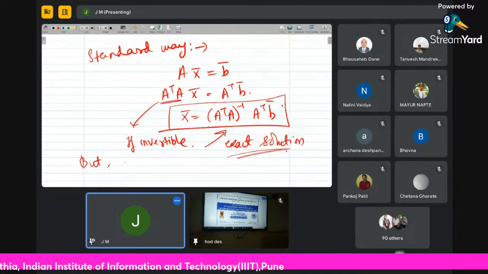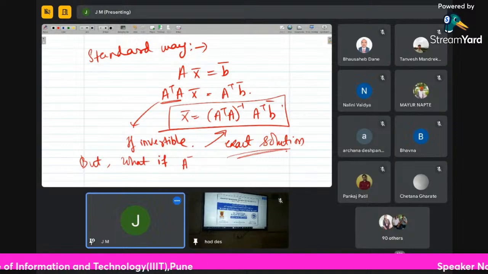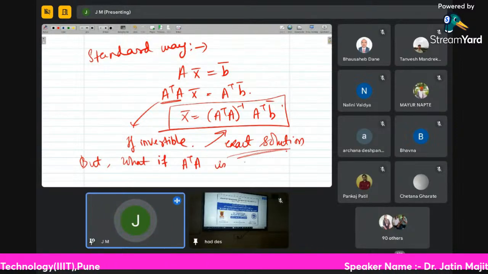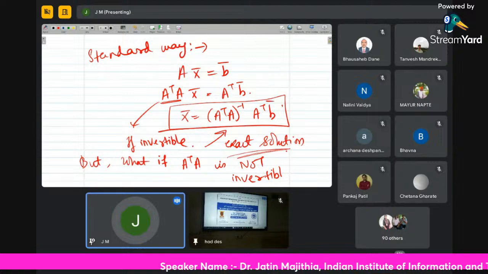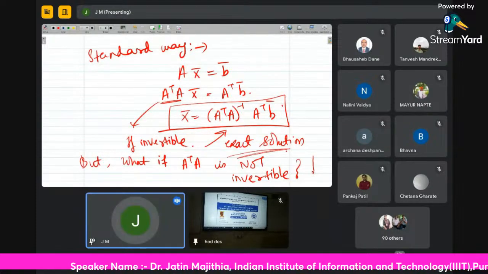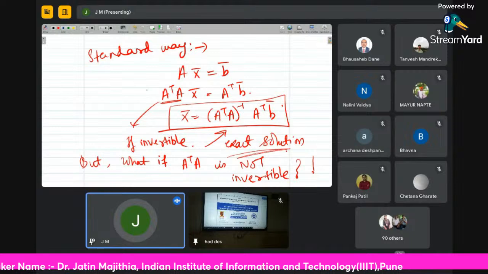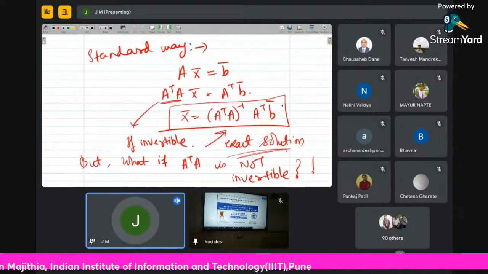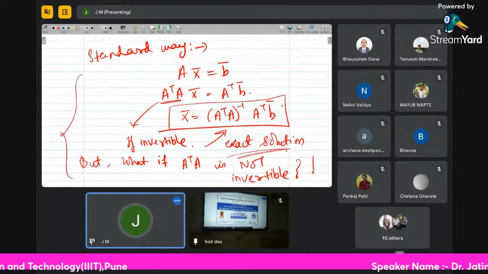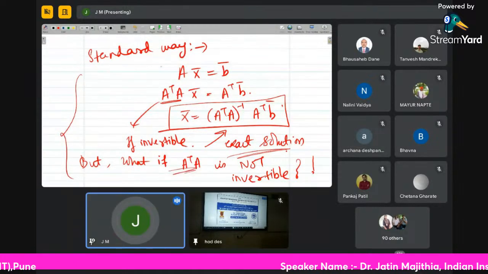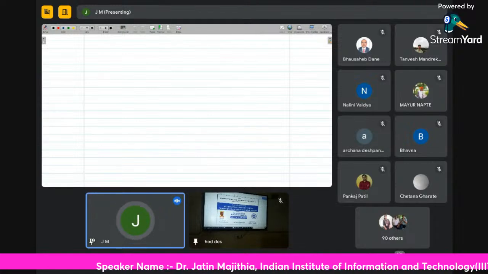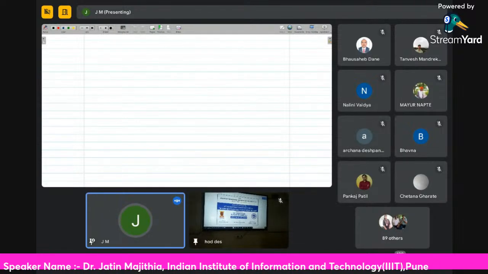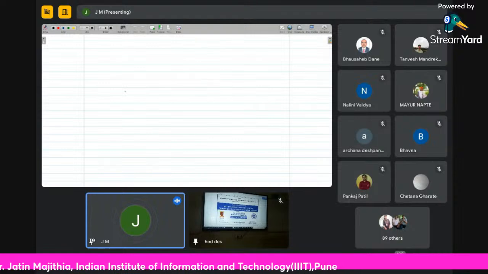What if A transpose A is not invertible? In that case, what to do? Therefore, pseudo inverse will always help you. Usually, when I have seen the syllabus of a few colleges, they always go by this way, but then they never cover the other way. Maybe because SVD is not there, it's okay, not their issue. But yeah, usually these things happen. So how to find it?